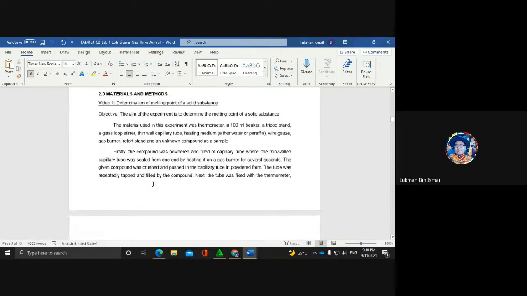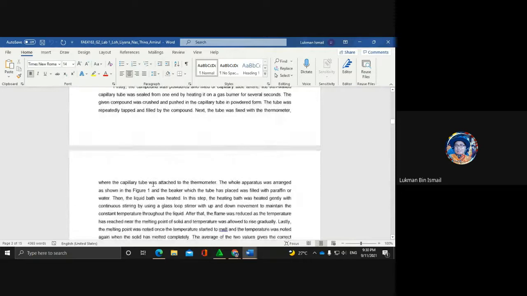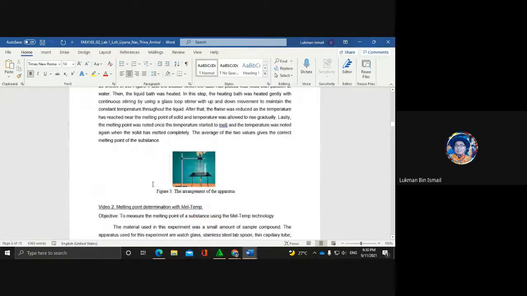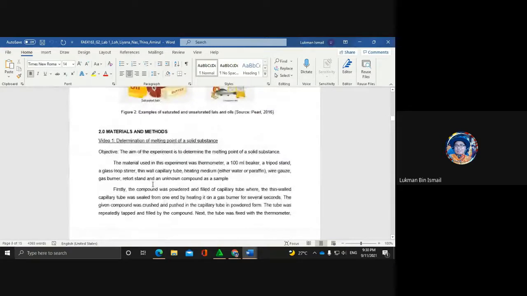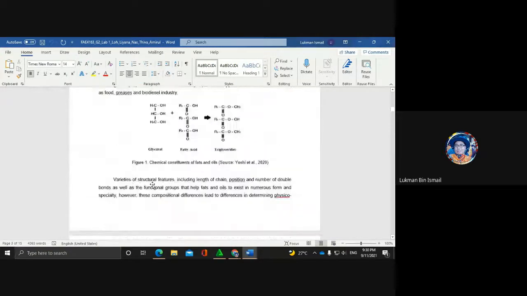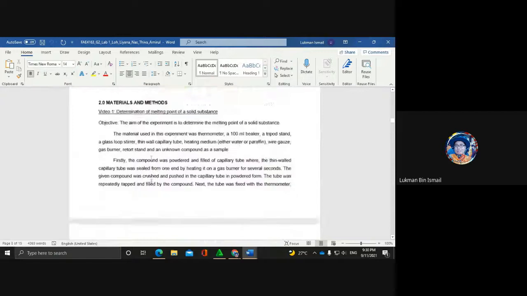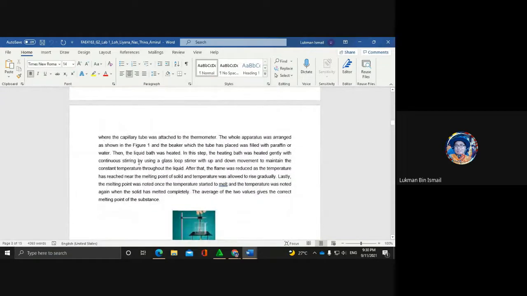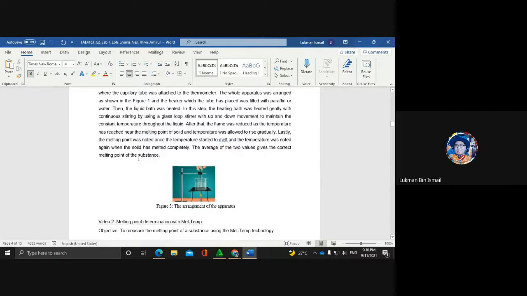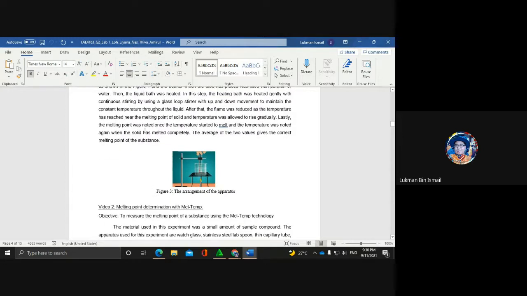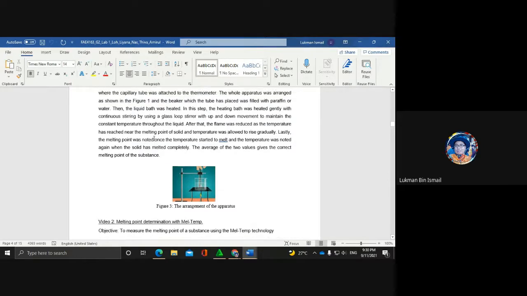And then it explained the powdered fat with the capillary tube, and the explanation goes further. So figure 1. The whole apparatus was arranged in figure 1. I think this is figure 3, supposedly. A beaker in which the tube was placed was filled with paraffin water, and then the liquid was heated. So explain using reported sentences or passive voice.